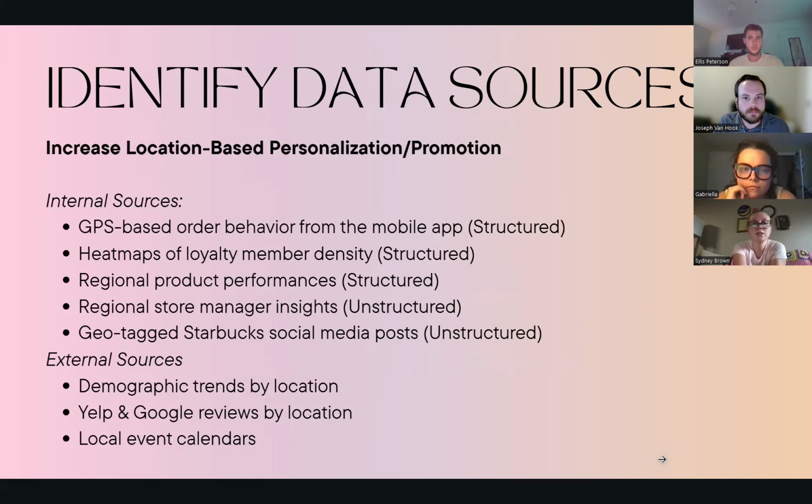Next, we have increasing location-based personalization and promotion. So starting off with internal sources, we have GPS-based order behavior from the mobile app, as well as looking at regional product performances and store manager insights. And for external sources, we can look at demographic trends by location, as well as Yelp and Google reviews by location.